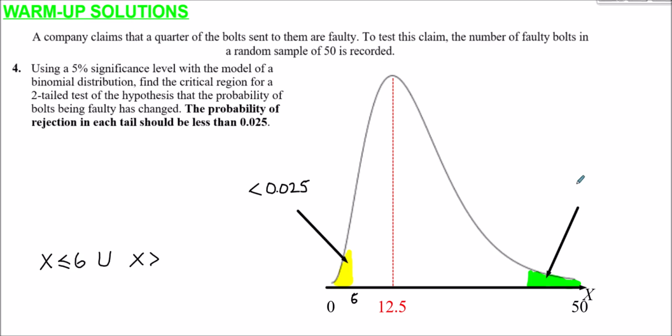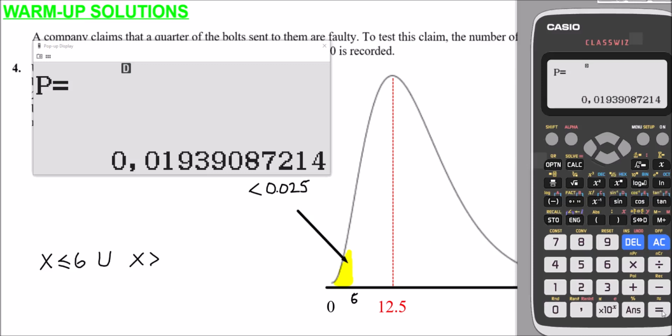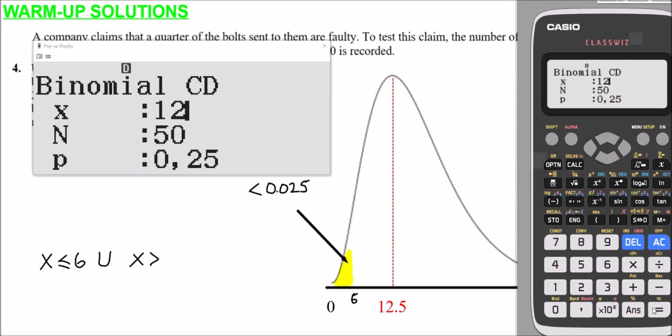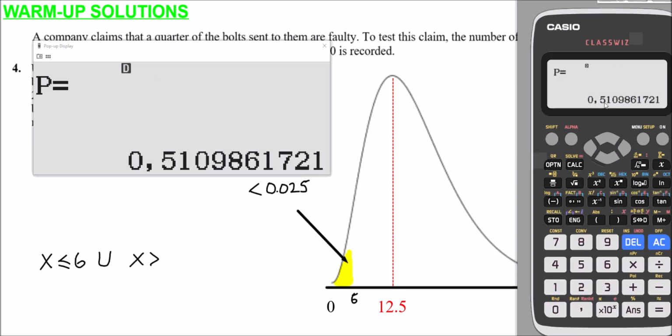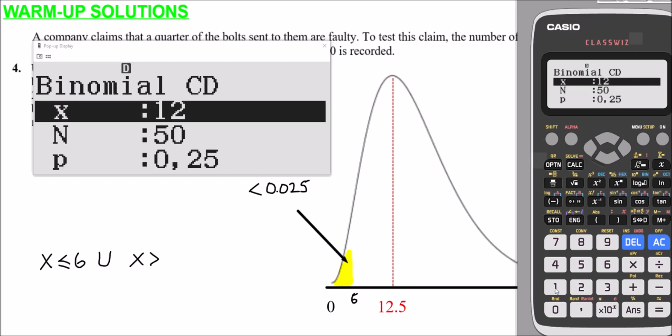So that needs to be less than 0.025. We want the biggest value of X that will give this as being less than 0.025. It's the first value that happens to give this that we're going to go for. So let's again, on the calculator, try something a bit higher. Let's try 12. About 50-50 chance, nowhere near 0.025. So let's try maybe 14.